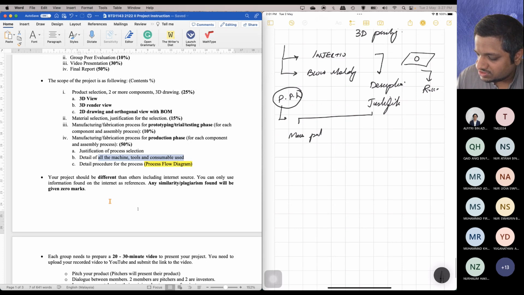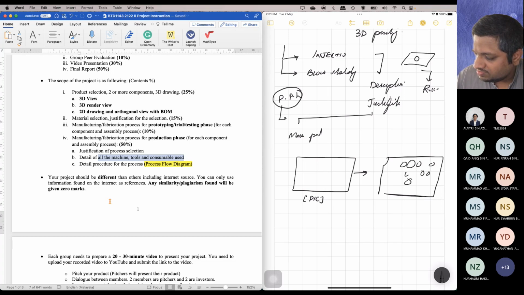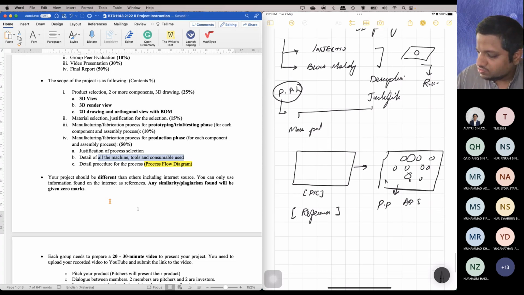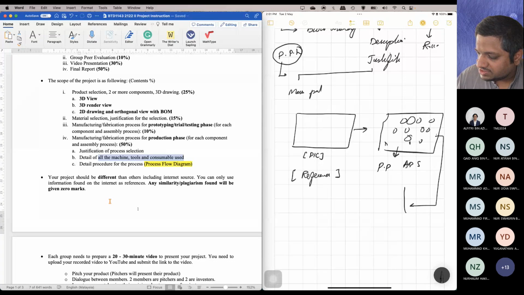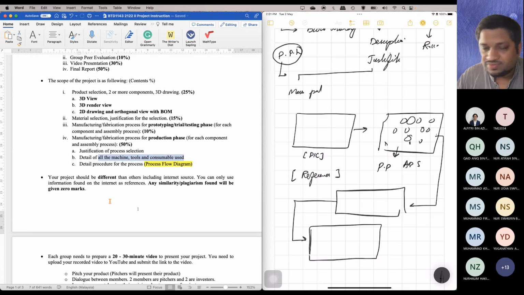So if you are going to use an injection molding machine, we'll put a picture of the injection molding machine. Then the raw materials for injection molding machines are plastic pellets. Okay. So you are going to put plastic pellets as your raw material. So which plastic pellets are we going to use? Polypropylene or ABS, etc. So you have to take pictures from the internet, take pictures from references, and compile your report. The tools that you will be using, you have to mention that, and some consumables or materials that are consumed during the process, if it is required, you should mention that as well.